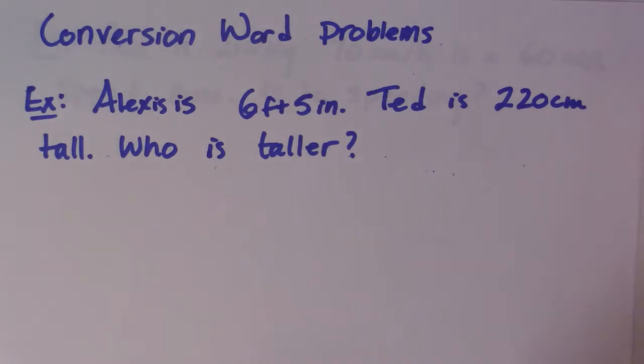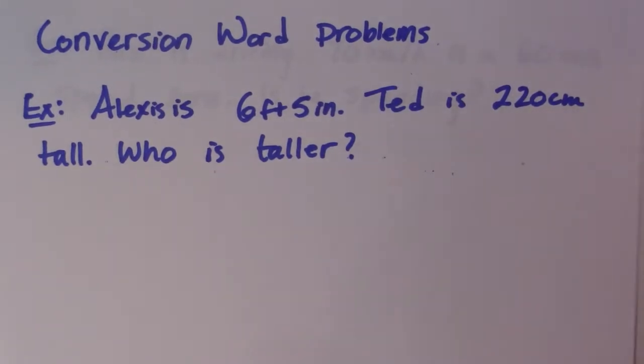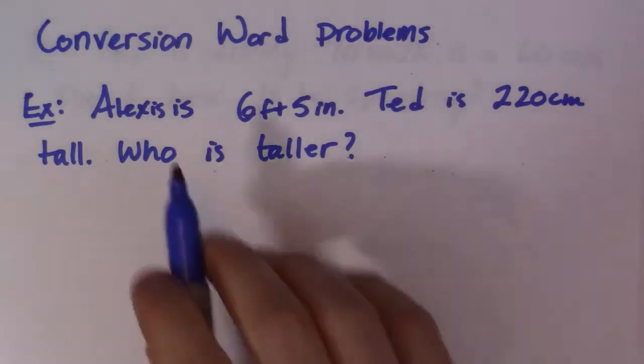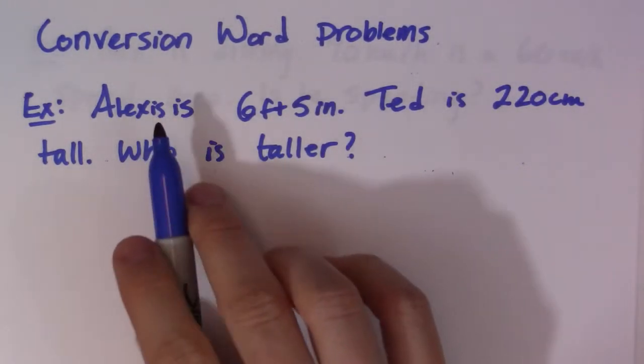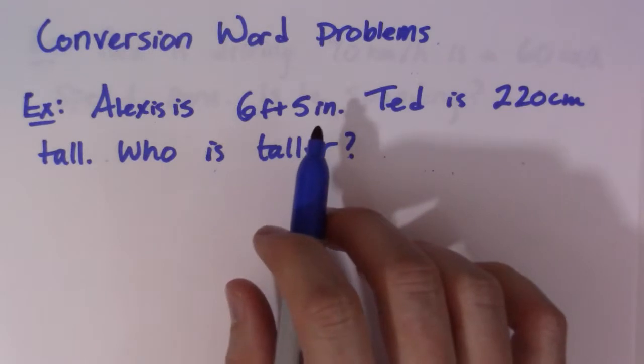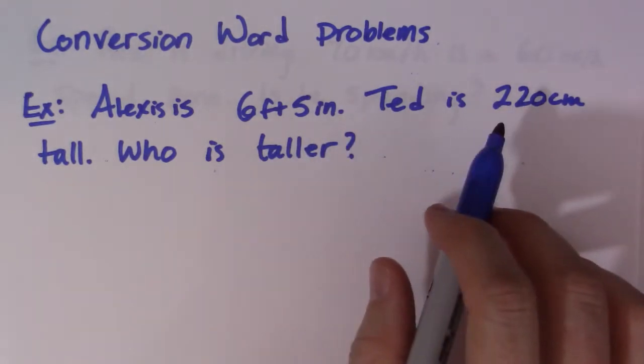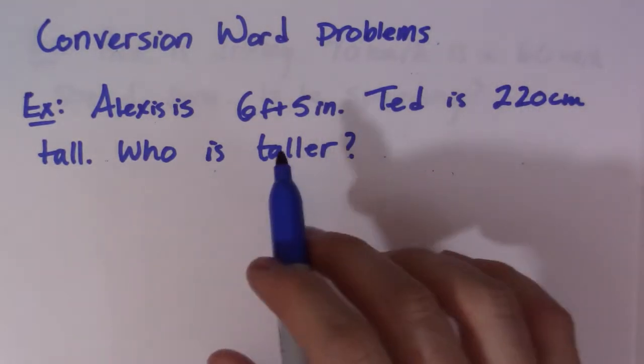This video I'm going to be doing some conversion word problems where I have to go back and forth between imperial and metric units. So if we look at this question, I have Alexis, who is 6'5" tall, and Ted, who is 220 centimeters tall.